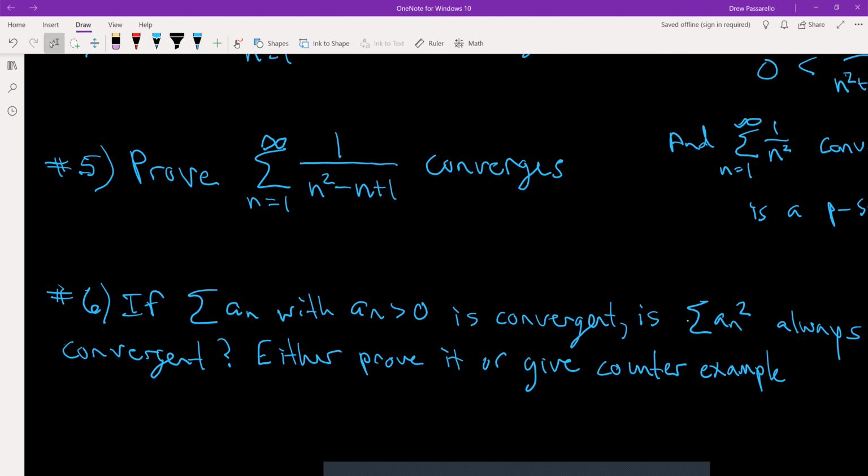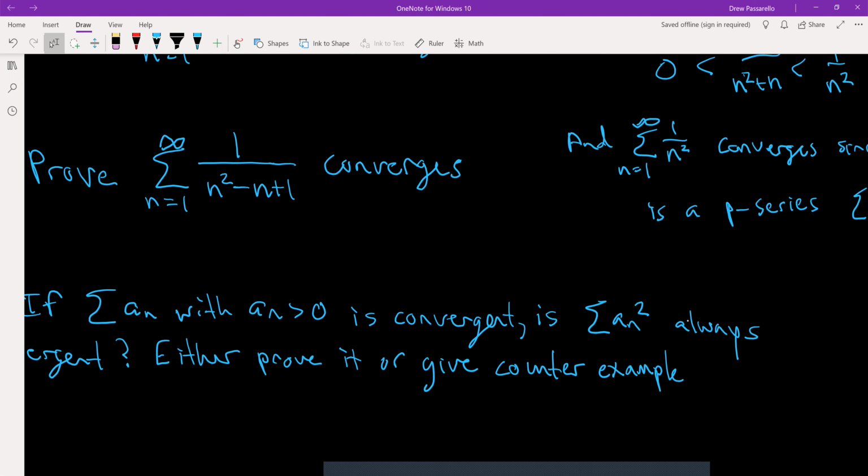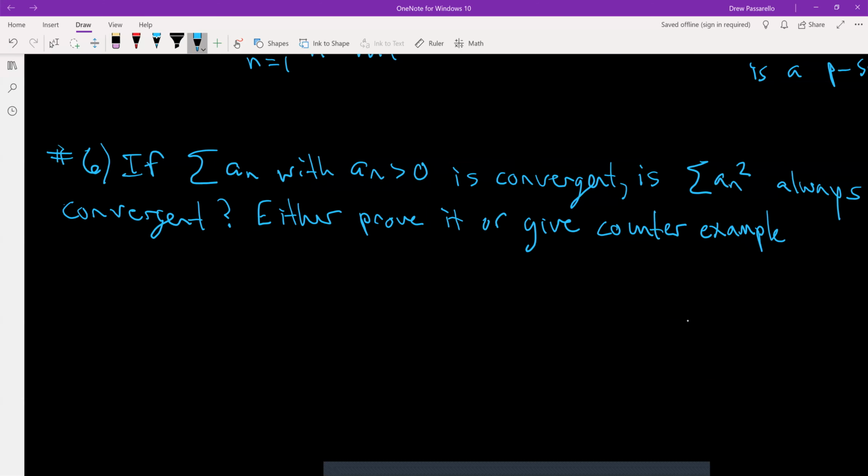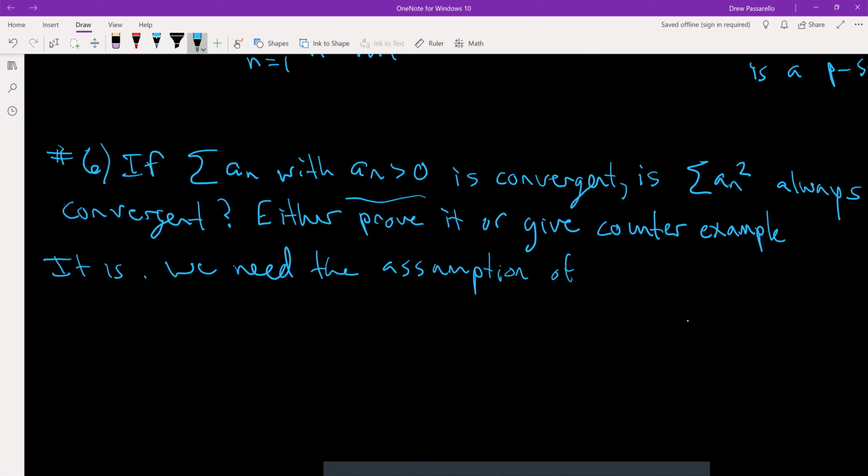So for number 6, this will be our last example for this. If the series an, with the sequence of an being positive, greater than 0, is convergent, is the series of an squared always convergent? Either prove it or give a counterexample. And in a strict requirement, we need that assumption.